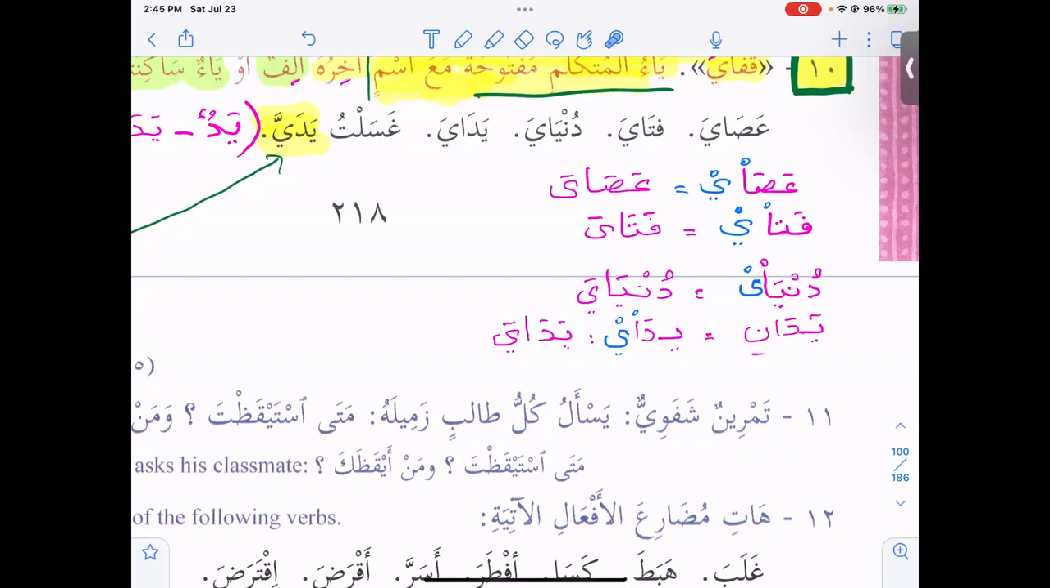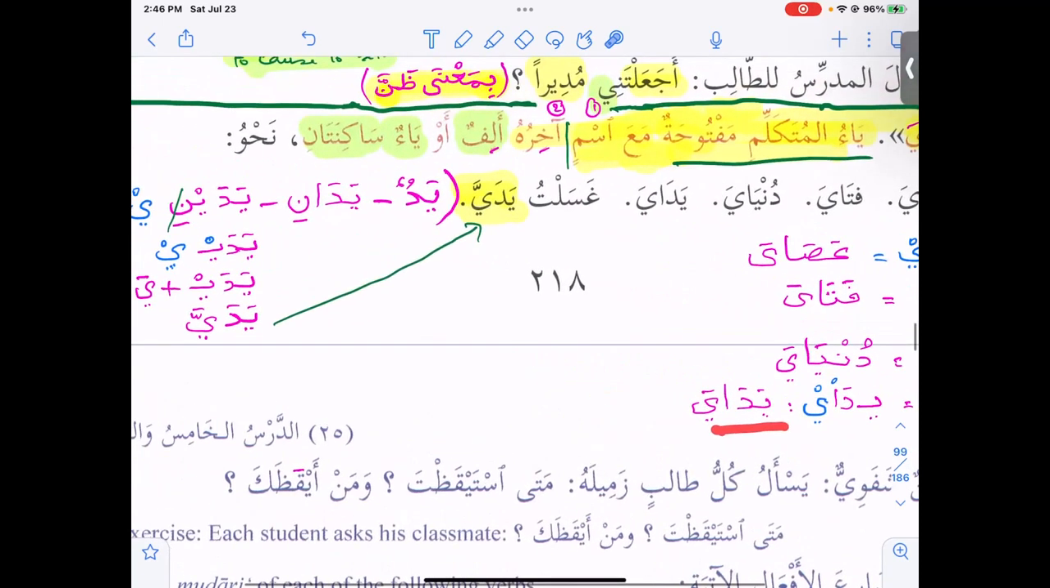And then when you put Ya there, the Noon has to go away. That is the rule of the dual. When you make it Mudaf, the Noon has to go away. So then it becomes Yada, and there is a Sukoon here, and the Ya has a Sukoon. So we have to get rid of this Iltikau Sakinaini. So it becomes Yadaya, my two hands, Yadaya.